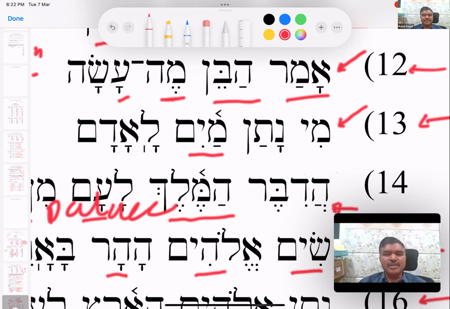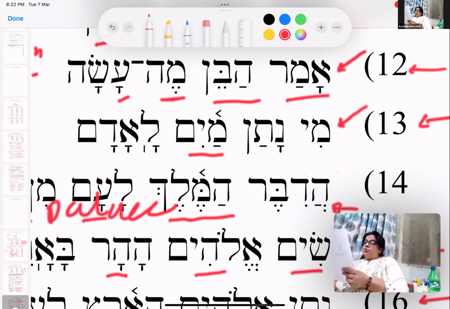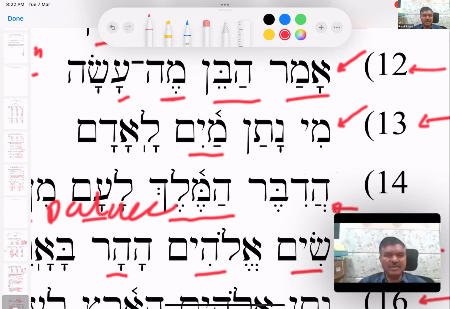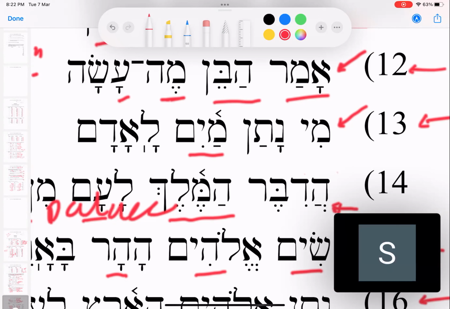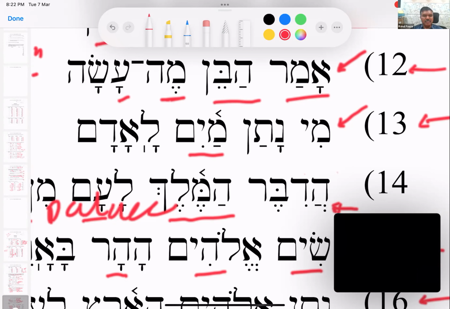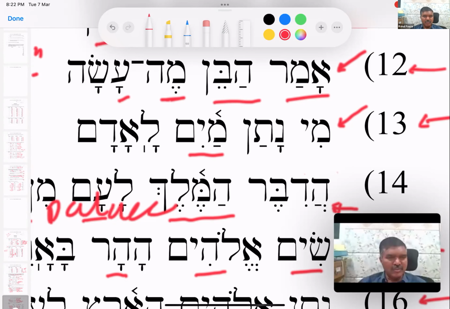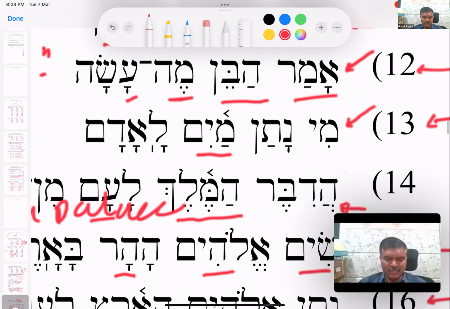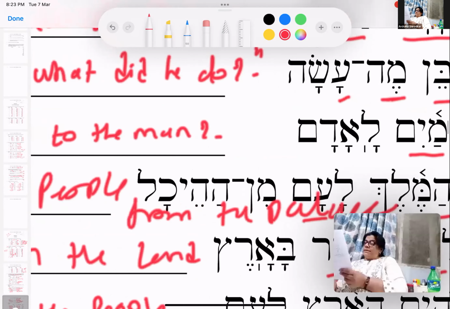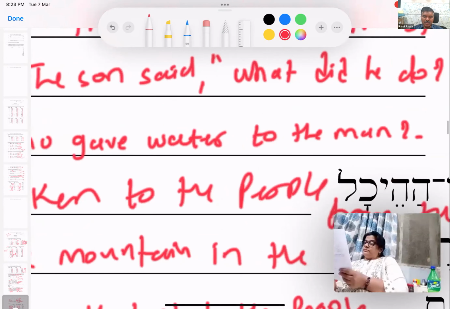Can you do the translation? What is the meaning of mi? Mi means who. Natan means? To give. Mayim is? Water. And La Adam? To the man, because it's the preposition. Who gave water to the man? To the man. Very well.